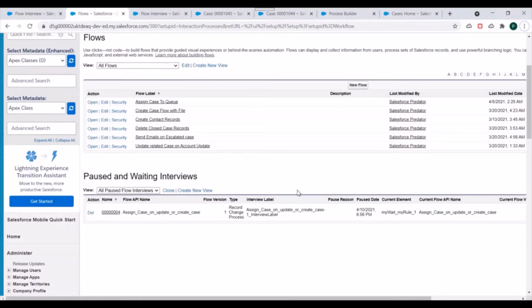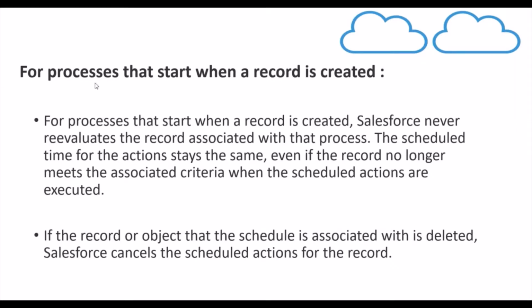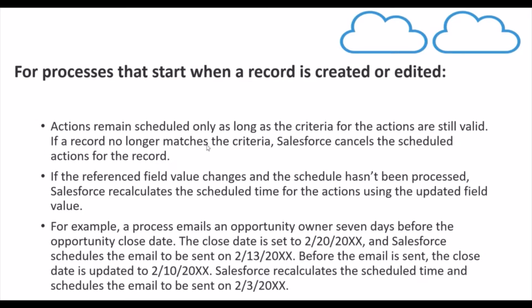Now we'll look into a very important point. So we'll go to our presentation. Now for the processes that start when a record is created or edited, actions remain scheduled only as long as criteria for the actions are still valid. Okay, so if the record does not match the criteria now, Salesforce cancels the schedule action for this record. Okay, so this is opposite to that of when a process starts when record is created.